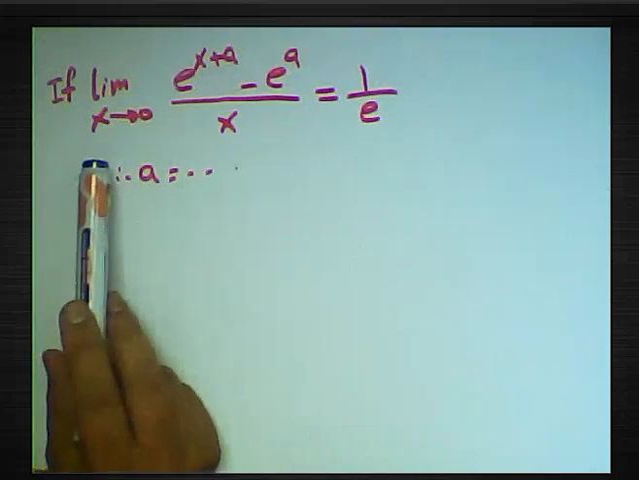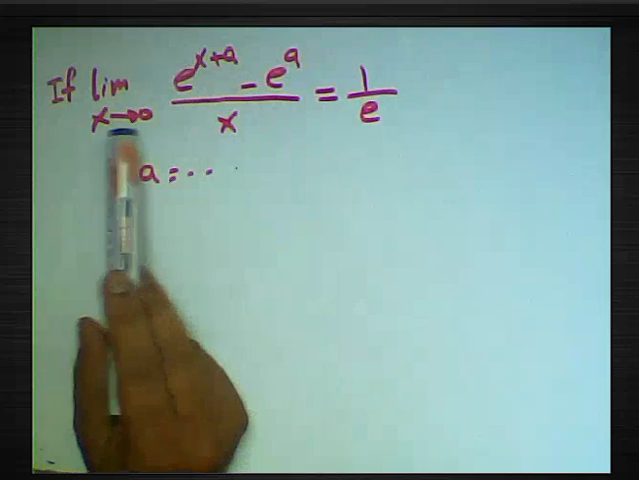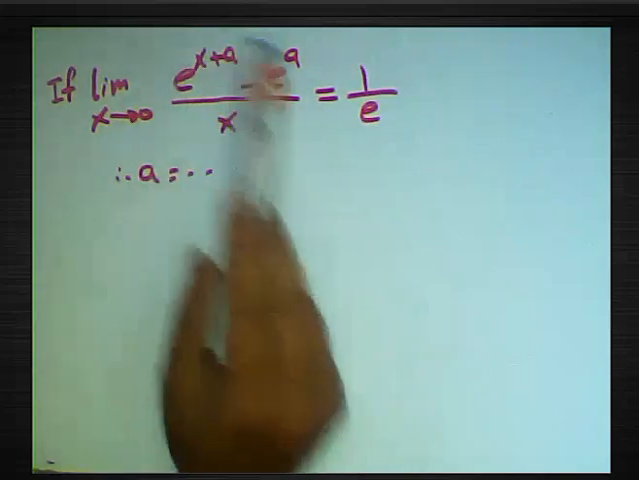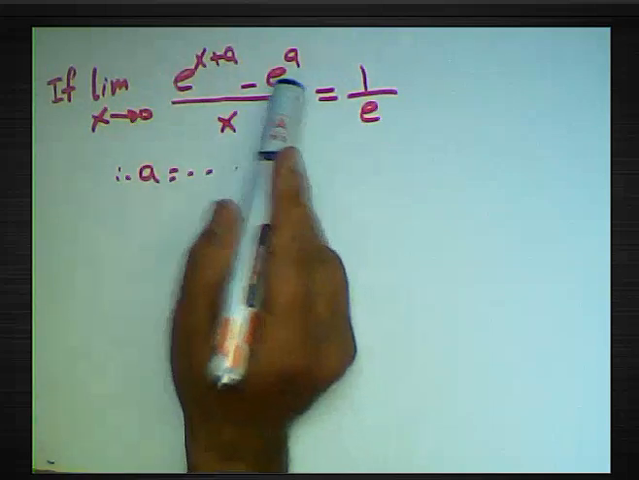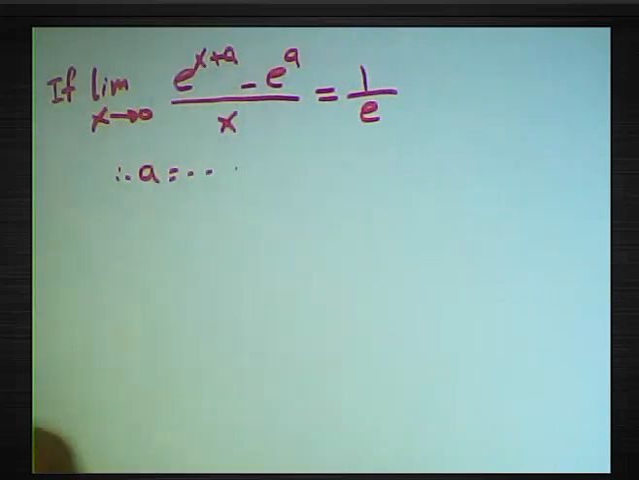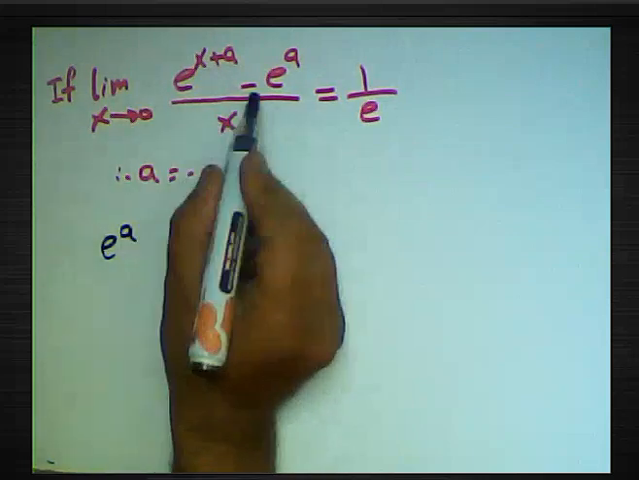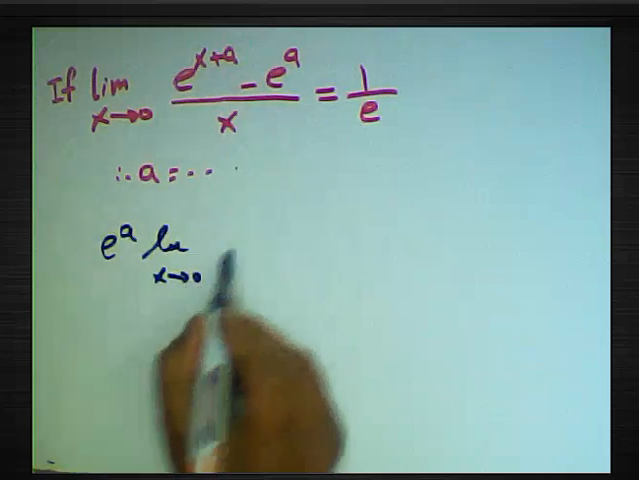If the limit of e^(x+a) minus e^a over x, as x approaches 0, is equal to 1 over e, then a equals b. We can convert this to the theorem by writing e^a outside, as a common factor between the two terms, and writing the limit as x approaches 0.